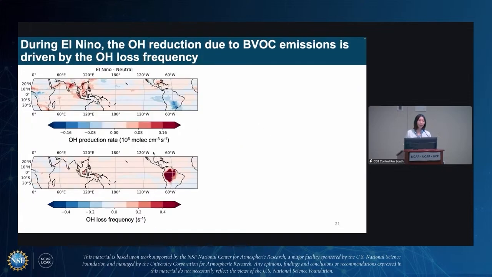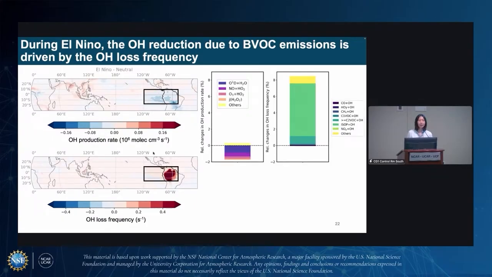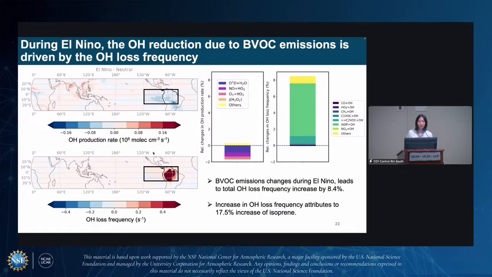Looking into the OH budget analysis, these are what we were showing the changes in the OH production and the OH loss frequency during the El Nino, and we find that the changes are pretty much dominated by the OH loss frequencies. And zooming into this tropical South America, we find that the OH loss frequency will increase by up to 8.4% over this region, and is primarily dominated by these OH reactions with isoprene, along with about 17.5% increase of the isoprene concentrations.